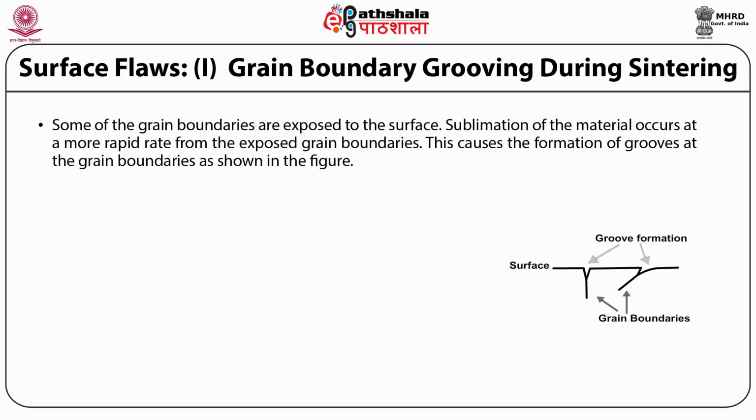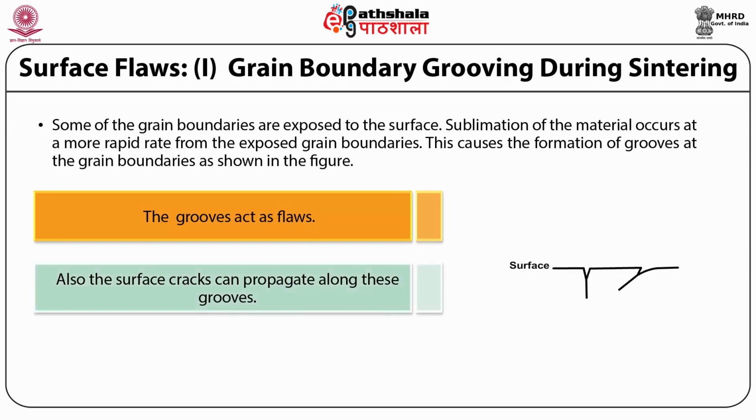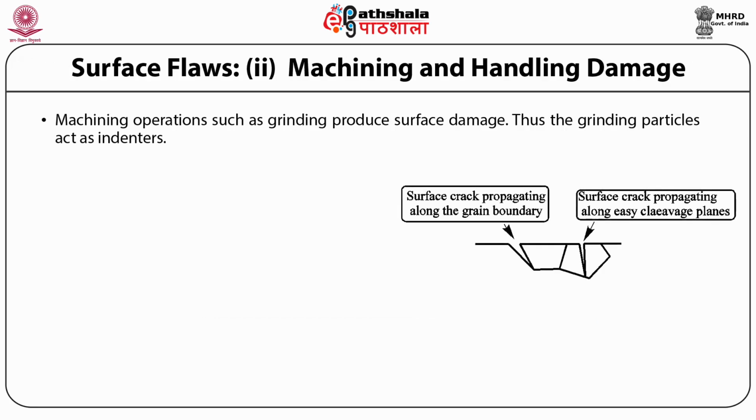This causes the formation of grooves at the grain boundaries as shown in this figure. These grooves act as the flaws. Also, the surface cracks can propagate along these grooves. Let us now discuss the second reason for the surface flaws as machining and handling damage.